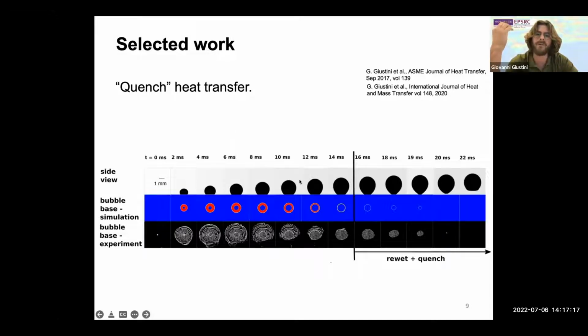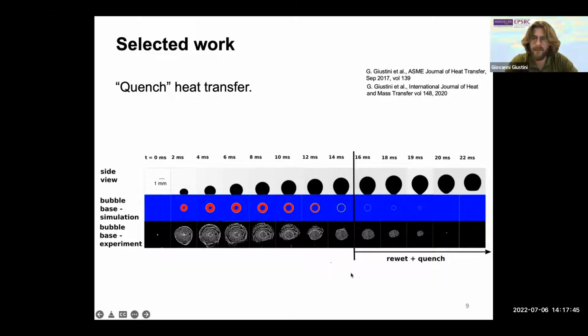Now, why am I calling it quench? Okay, let's again have a look at these images. The top row of images is a side view of the bubble as it grows on a surface, and the two rows of images at the bottom are the phase distribution on the solid surface from simulation, and below it, the phase distribution on the solid surface from experiment. And again, from Professor Kim's lab.